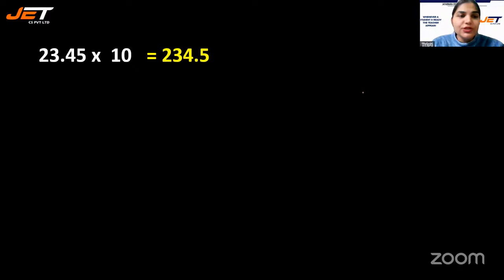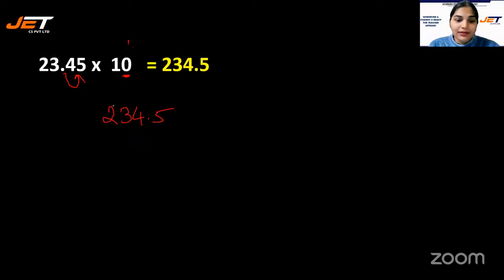You need to just move the decimal one place to the right. If it's 23.45, just move the decimal because it's 10. There is one zero in number 10. So just shift the decimal one place to the right. It is 234.5. 234.5 is the answer. So that's how you do it.